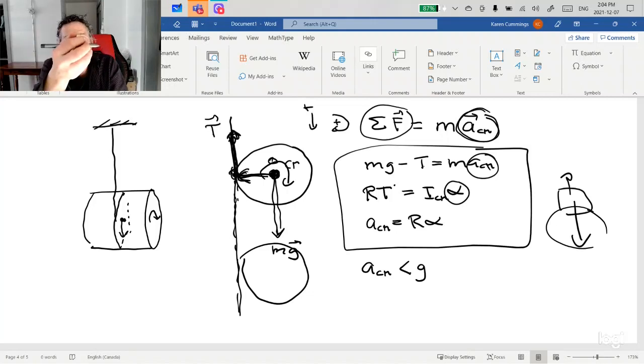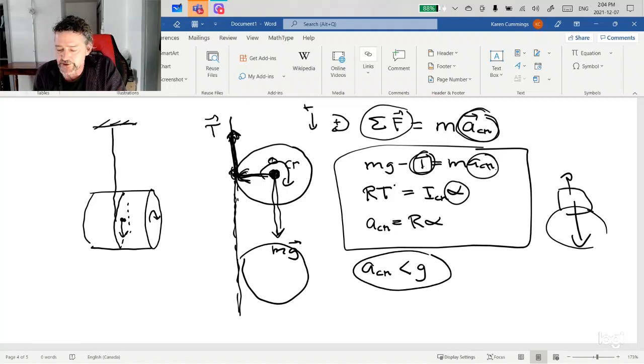But this spool of thread is not going to fall with an acceleration g. It will fall with a lesser acceleration. And why is that? Well, you just have to look at this thing. If this tension term were gone, then it would just be mg equals m a_CM, so a_CM is g. But because that tension is acting upwards, it's slowing down the acceleration of the center of mass of the spool. You have this upward force. And so that's one way to think about why a_CM is less than g.